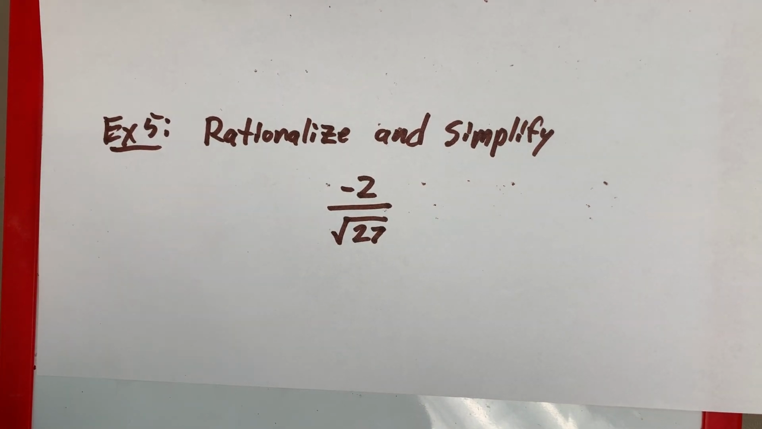Now on to example 5. This is going to use the exact same tactic that we did in the previous example to simplify and to rationalize the denominator. So here we're looking at minus 2 over square root of 27. So odds are we're going to have to break up this 27 into powers of 2. Okay, so how does this work out?